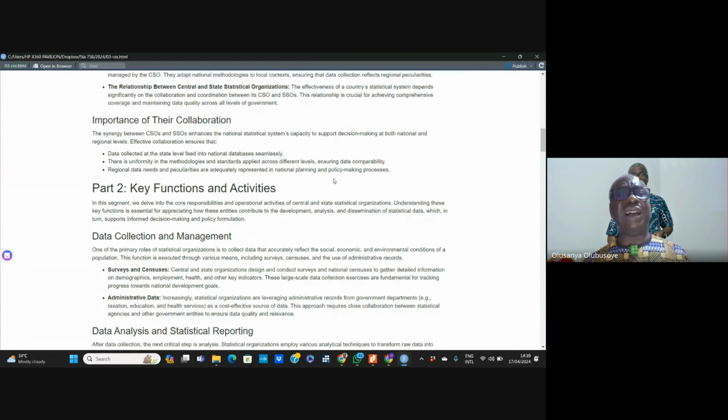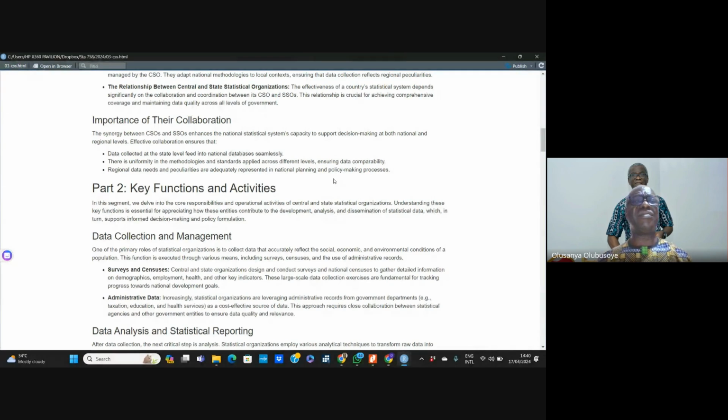So if there is no collaboration, it won't be possible to compare data across the units. Then regional data needs and peculiarities are represented in national planning and policy making processes, because if there's no collaboration, how will those needs and peculiarities be addressed through planning and policy making?